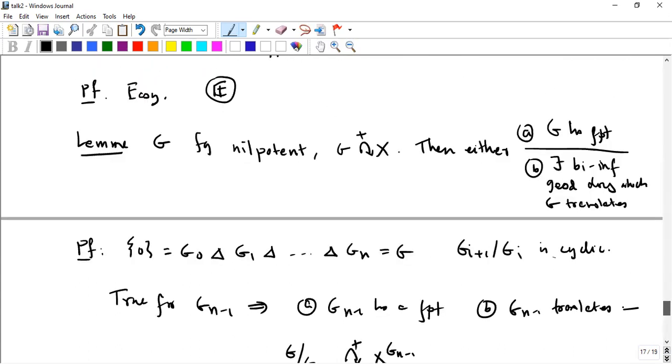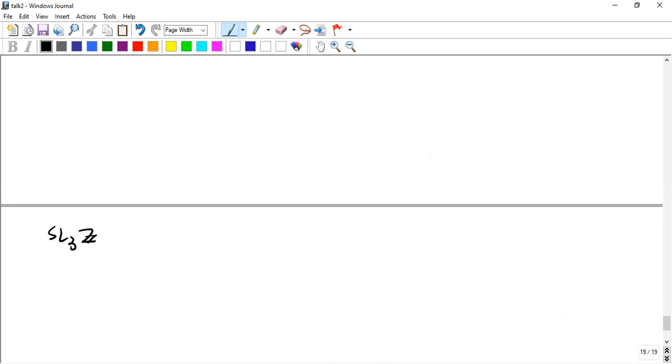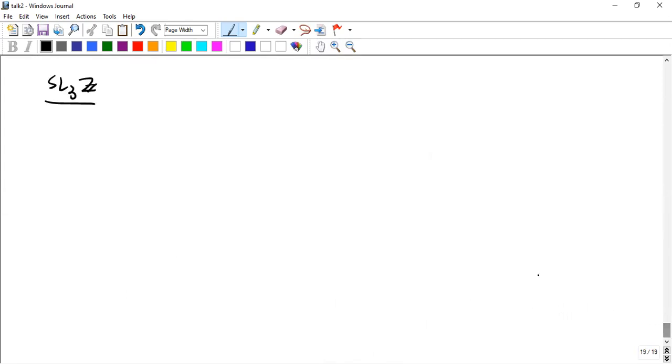Let me apply this to prove that SL3Z in fact has property FA. So the point is SL3Z is generated by all the shears. Denote Eij to be the matrix which has a 1 on the ij spot and everything else is 0. Now look at the matrices I plus Eij, where I is the identity matrix. These generate SL3Z. These are all the shears. Shears generate SL3Z.